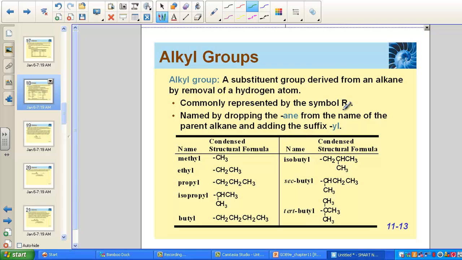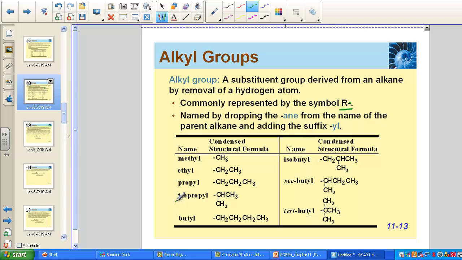We commonly represent alkyl groups as a general letter R. So however many hydrocarbons are hanging off of that branch, hanging off of the chain, we'll use the letter R. And we drop the ANE suffix and change it to YL. If we have 1 carbon hanging off of the main chain, we'll call that methyl. 2 carbons, ethyl. 3 carbons, propyl.